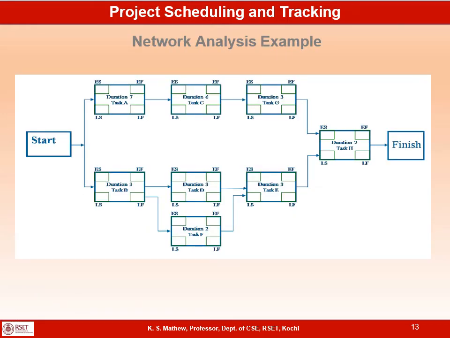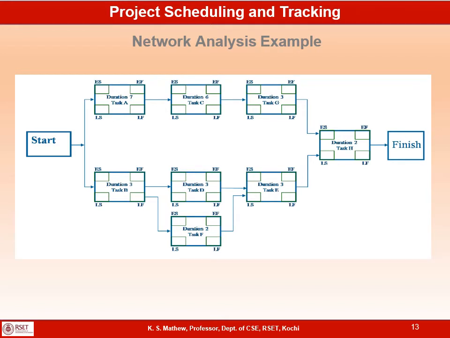Let us look at an example for network analysis. This is a network diagram, an activity-on-node network diagram, where there are 8 activities: A, B, C, D, E, F, G and H. So these are the 8 activities. Let us do the forward pass first.